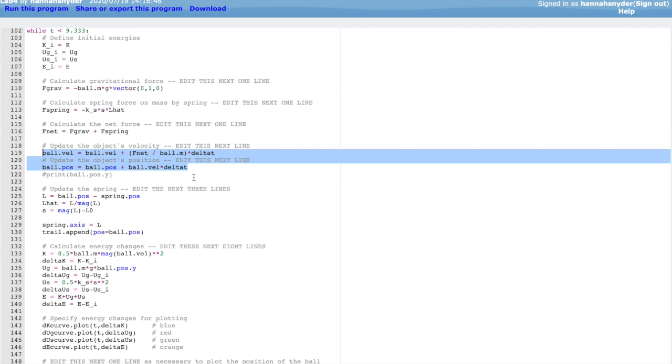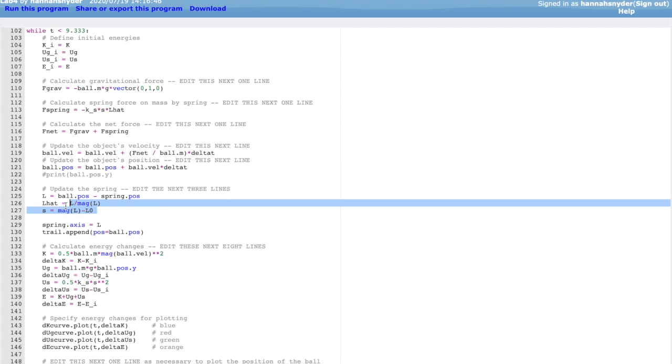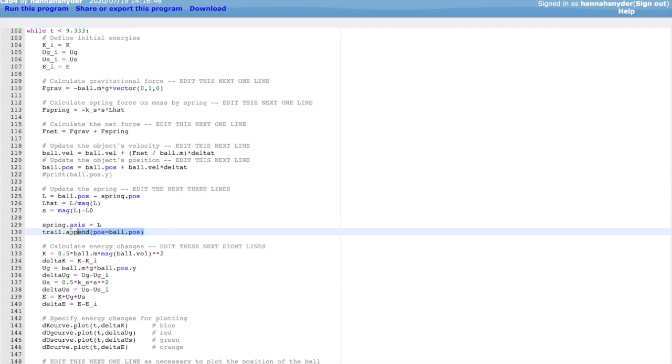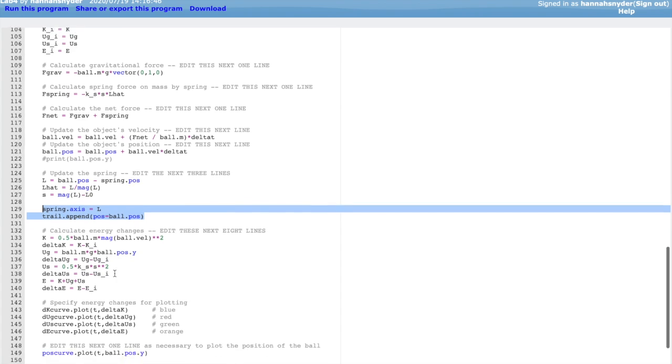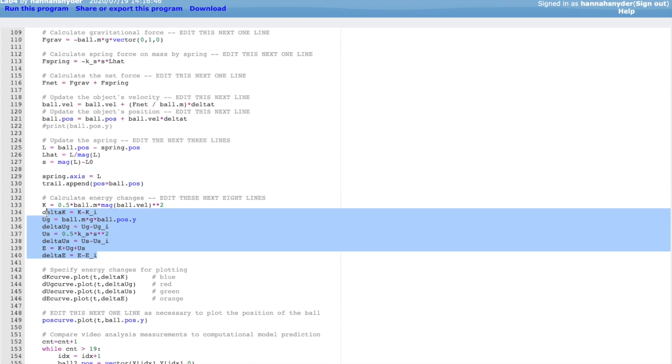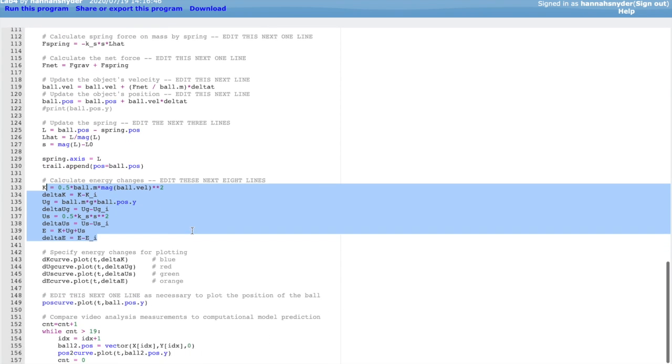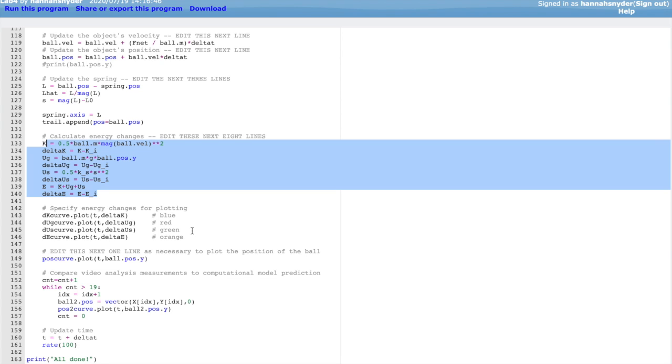The ball's velocity and position were updated based off of the update equations. L, L hat, and S updated. The spring trail was also updated. And finally, all of the values for the change in energies were updated in order to find the data shown next.